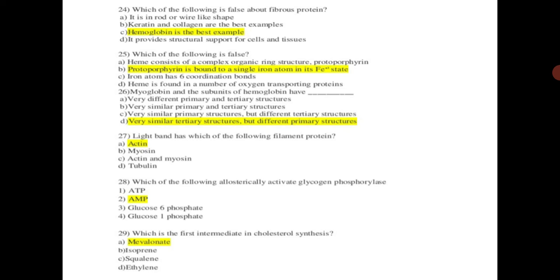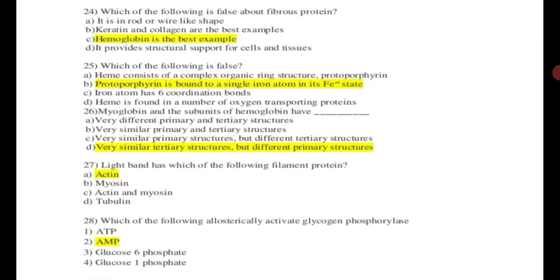Such proteins serve protective and structural roles by forming connective tissue, tendons, bone matrix and muscle fiber. Examples of these fibrous proteins are keratin, collagen, elastin and fibrin. So the answer for question number 24 is C. The characteristic of a fibrous protein is that they are rod in shape, or they look like a wire. Keratin and collagen are the best examples, and they provide structural support for cells and tissues. Option C is the answer.